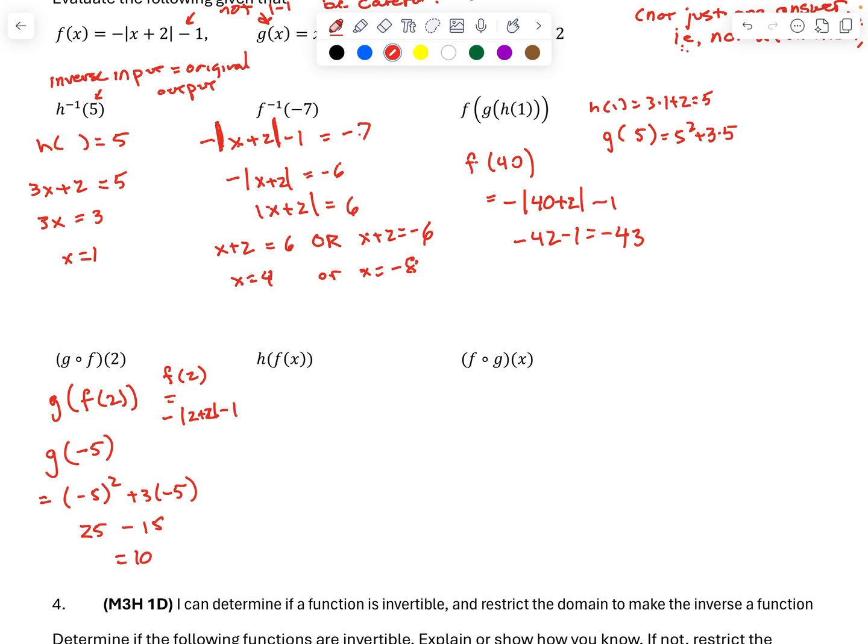Okay, h of f of x. 3 times the expression plus 2. We can distribute the 3 and combine these two constant terms. But that's basically all you can do.